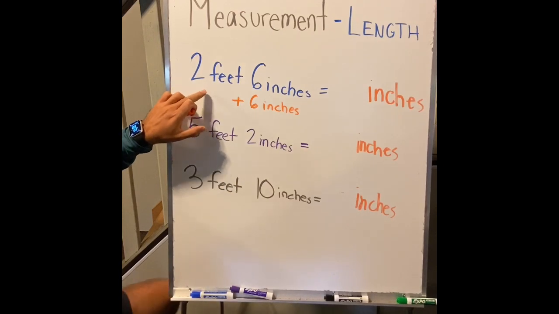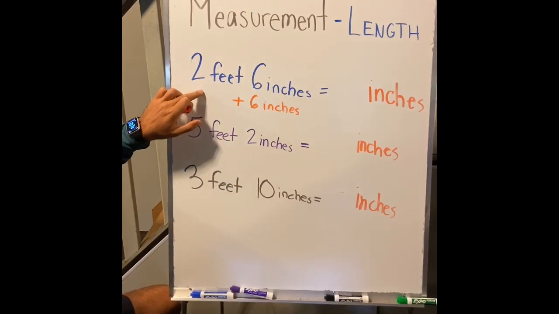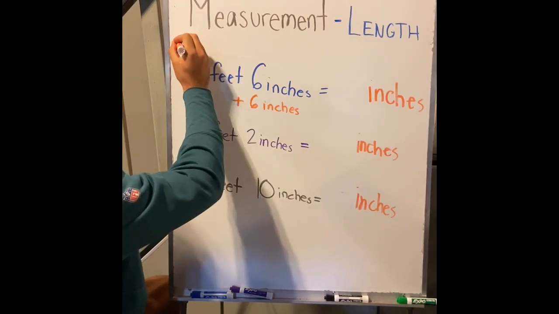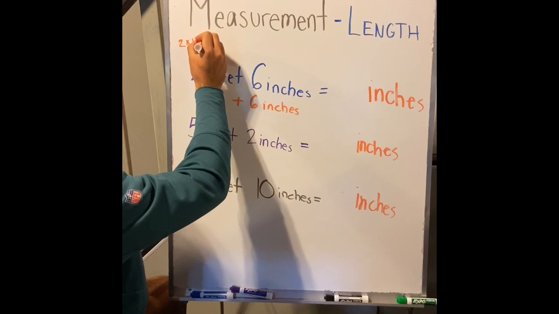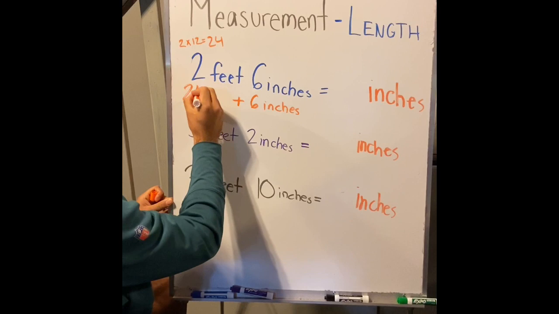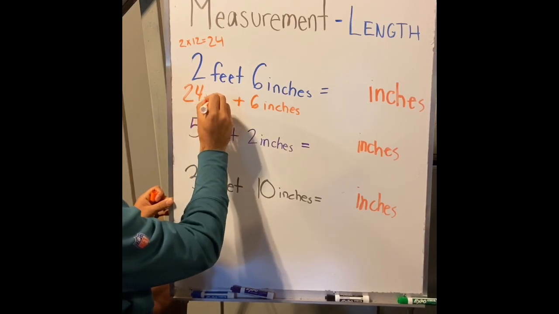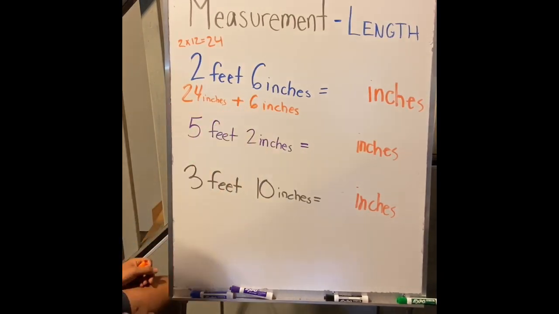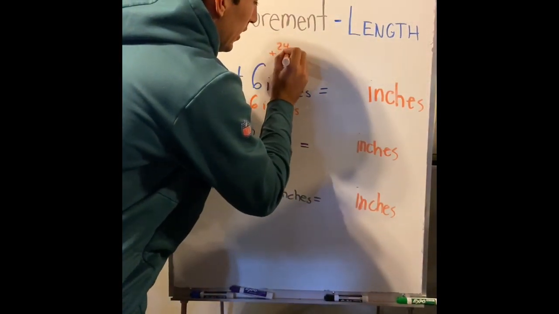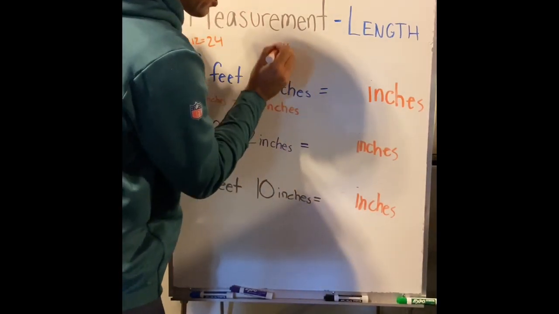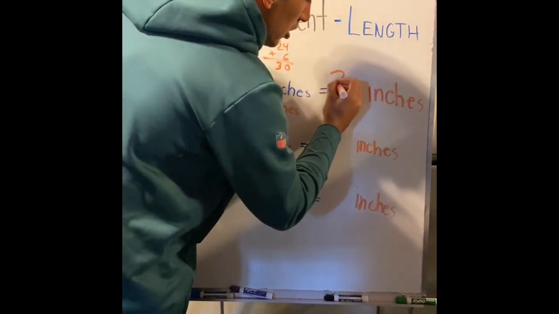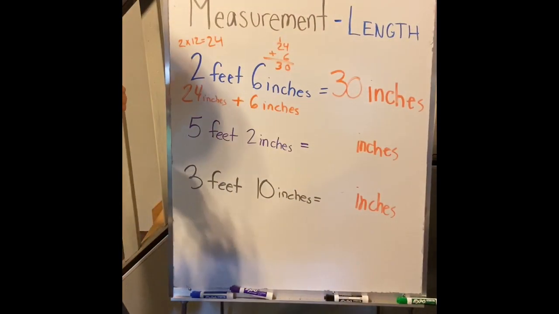So when I look here, how many inches are in 2 feet? I know there's 12 inches in 1 foot. So in 2 feet, I would do 2 times 12, which would give me 24. So there's 24 inches in 2 feet. And I'm going to add our other 6 inches. So 24 plus 6: 4 plus 6 is 10, carry the 1. 1 plus 2 is 3. That will give me 30 total inches.